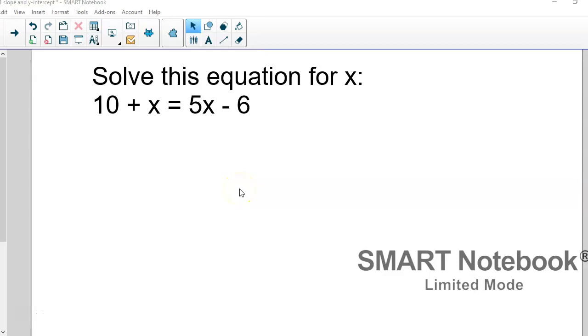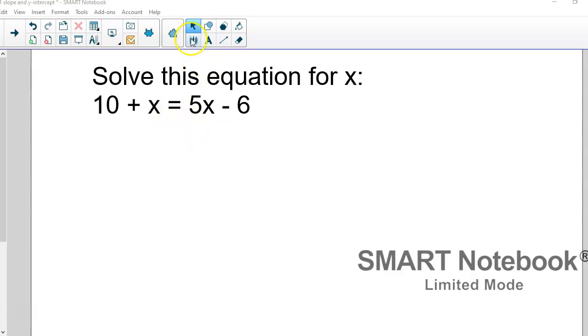Hello, intermediate algebra students. Last week we were working a lot on solving equations, and when we were solving equations we always had a variable on one side of the equal sign. Usually the variable was on the left side of the equal sign. But as you can see in this example, we have an x on the left side over here, and we have a 5x on the right side over here. So we haven't talked about that yet this year, so we're going to go ahead and get a little introduction to that today.